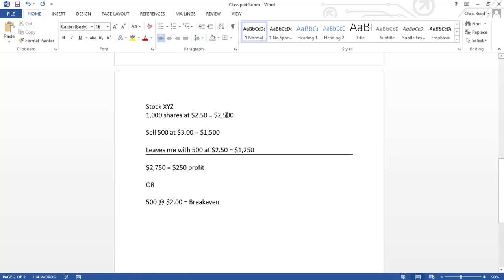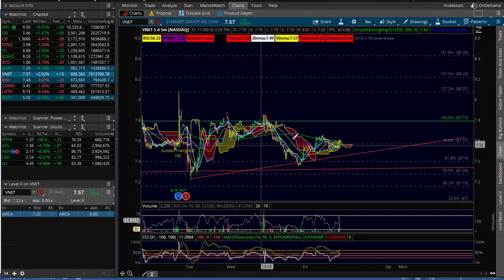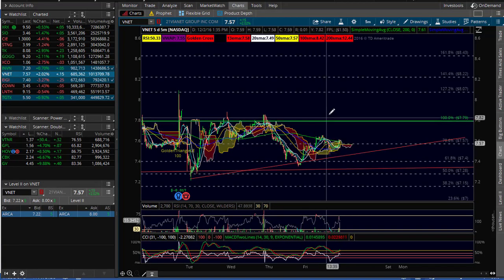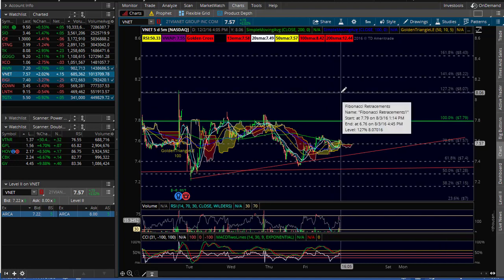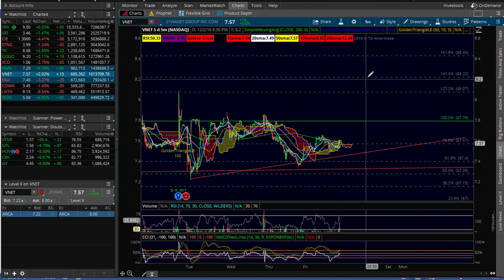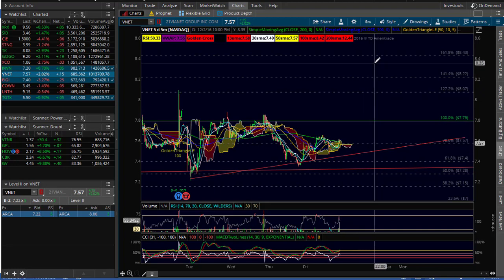My initial entry was $2,500. That leaves me with a $250 profit if I get out on my remaining balance at my entry. I have a $250 profit if I get out my 500 shares at $2.50. So if I get out at a resistance point and it continues to go up, I set a trailing stop, and it allows it to keep going up and keep locking in profit.